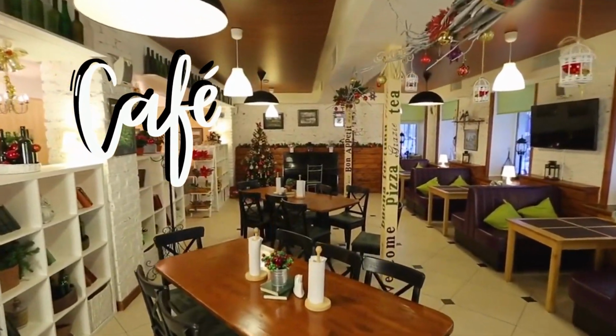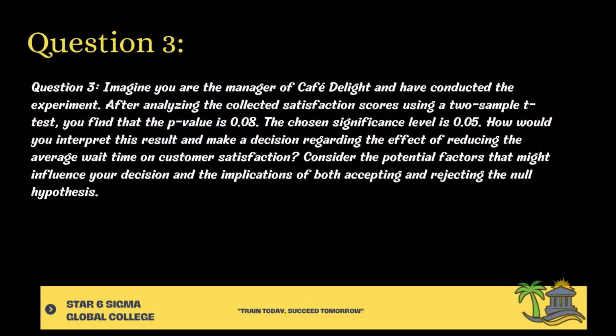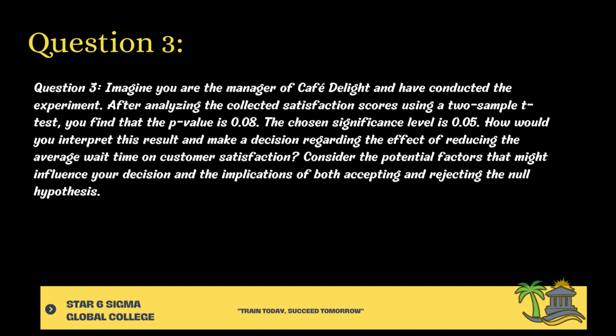Question 3. Imagine you are the manager of Café Delight and have conducted the experiment as described in the case study. After analyzing the collected satisfaction scores using a two-sample t-test, you find that the p-value is 0.08. The chosen significance level is 0.05.